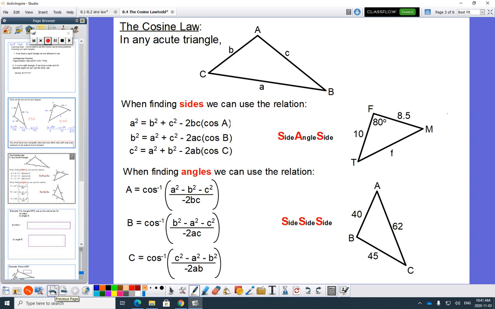So you have, in this case, let's change this to A, B, C.